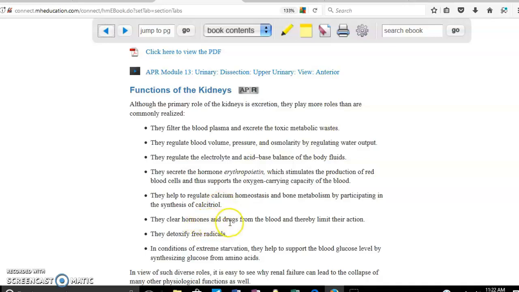They clear hormones and drugs because we filtrate and we secrete these things through urine. They detoxify free radicals, same concept, because we are able to eliminate everything through urine. And in certain situations, it helps us support blood glucose by synthesizing glucose from amino acids. Another thing is it helps us in the formation of vitamin D.